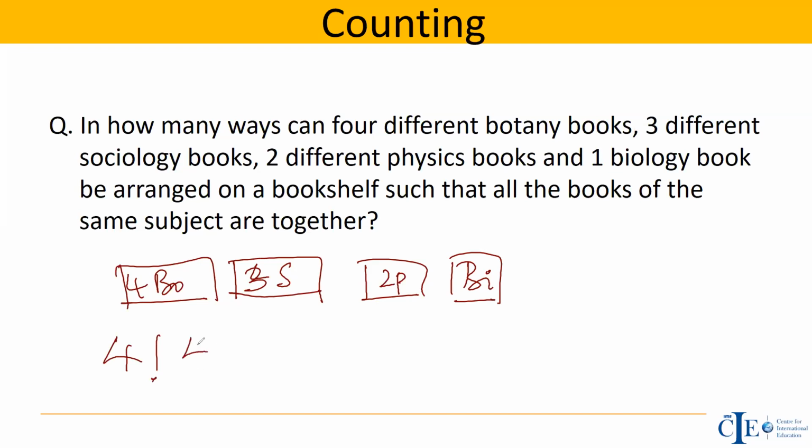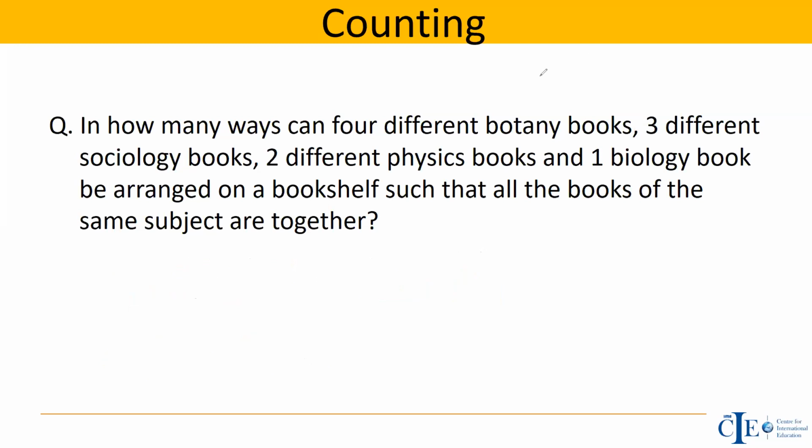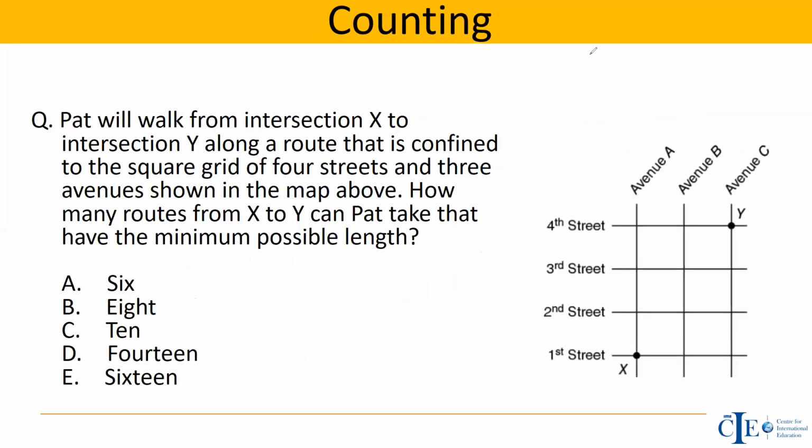And then internally, botany is 4 factorial, sociology is, I'm sorry, 3 factorial. That's 2 factorial, and this is 1. So 4 factorial into 4 factorial into 3 factorial into 2 factorial. Yeah, that's going to be right. 6912 would be the product. Perfect. Good. Now check this.